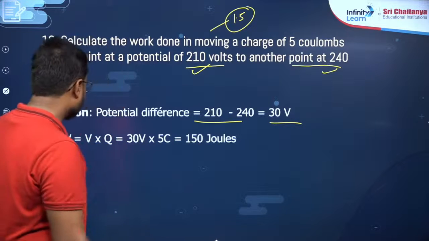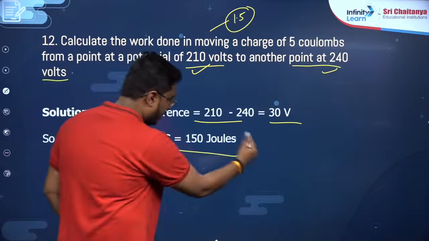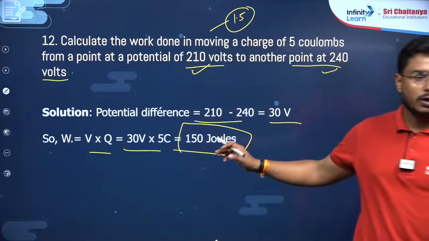So we all know the formula, W is equal to V into Q. So 30 into 5, that will be 150 joule. Easy calculation, right? I hope now everyone understood.